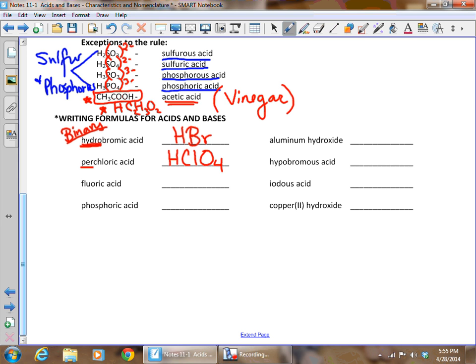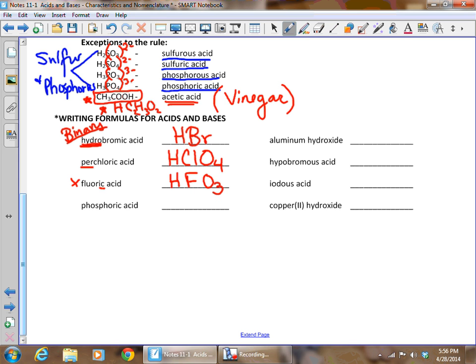Pause it real quick and see if you can write the formula for fluoric acid. Okay, hopefully you realize that fluoric acid, since it did not have a prefix and it ended in ic, was a 3-oxygen acid. So this would start with H and end with O3. And since fluor is the root for fluorine, HFO3.